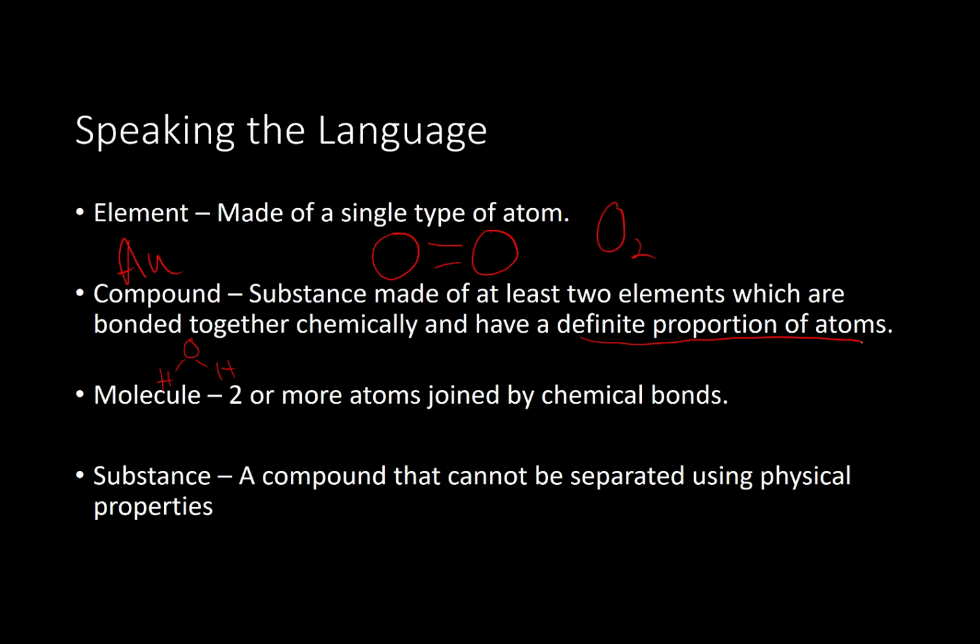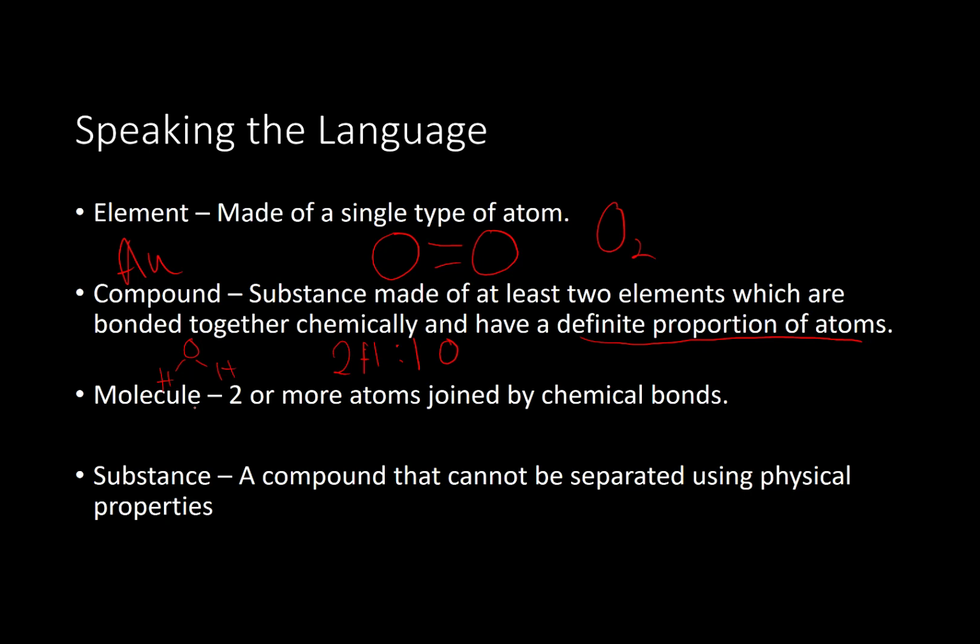The proportion here is two hydrogens to one oxygen. That's not a 10, that's saying one oxygen. So there's two hydrogens to one oxygen. The ratio is 2 to 1. And you can see why that's the case because these compounds always come in threes like this, and it's always two hydrogens to one oxygen. And so that proportion is always going to be the same.